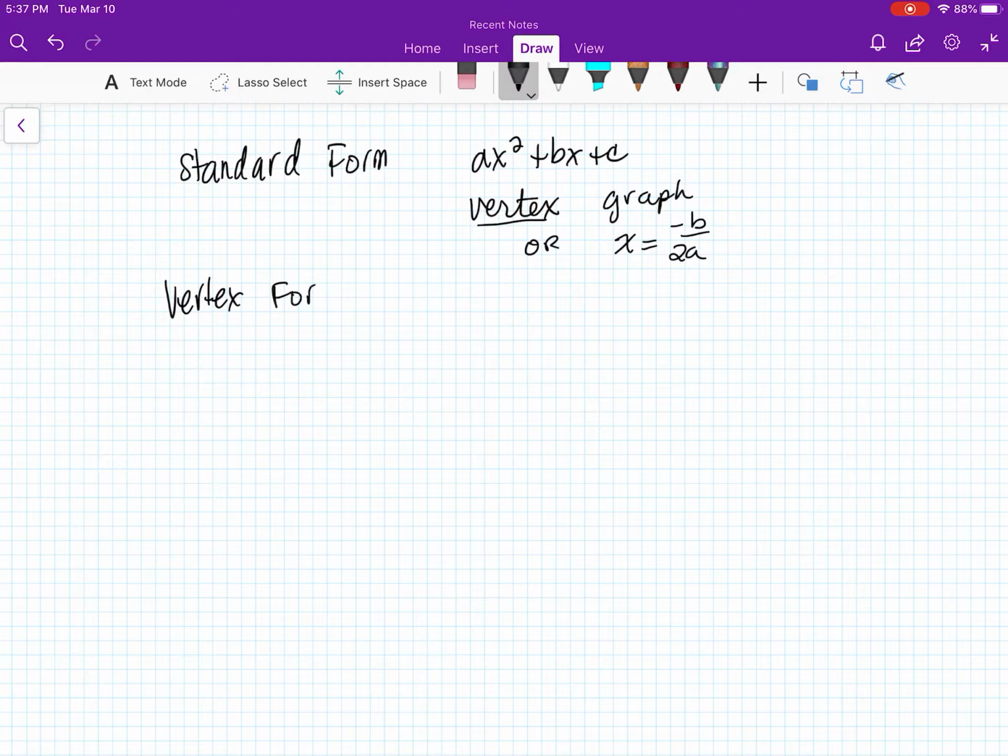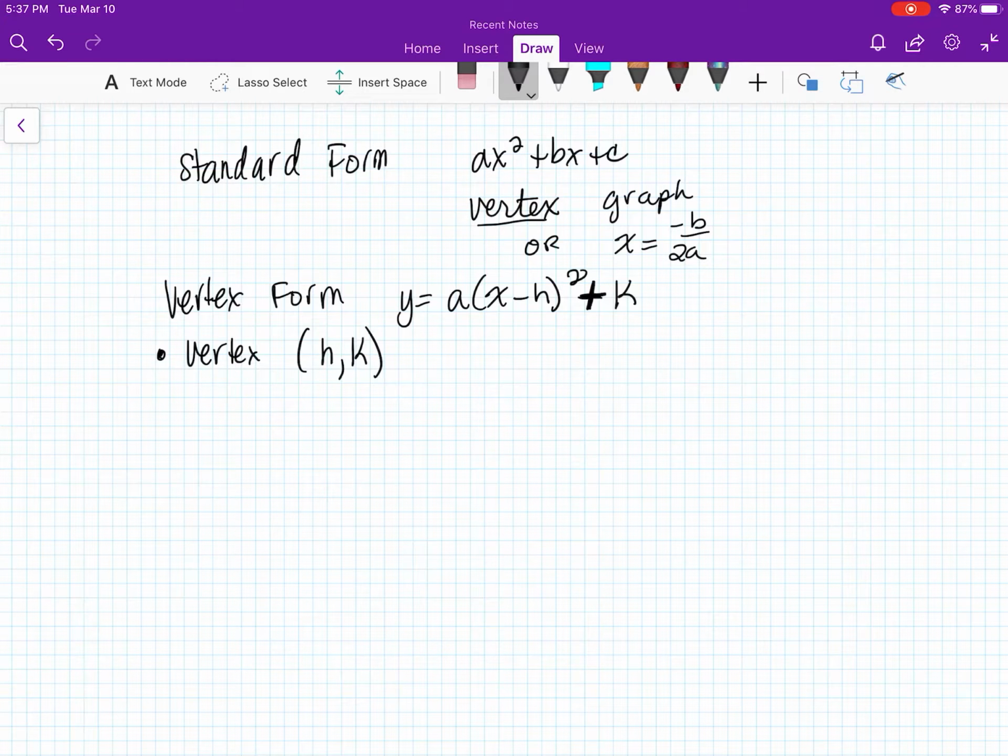So our quadratic vertex form is the form of y is equal to a times (x minus h) squared, minus, not minus, sorry, my apologies, plus k. Now, your vertex is at h, comma, k. Notice, it is that value, h, comma, k.